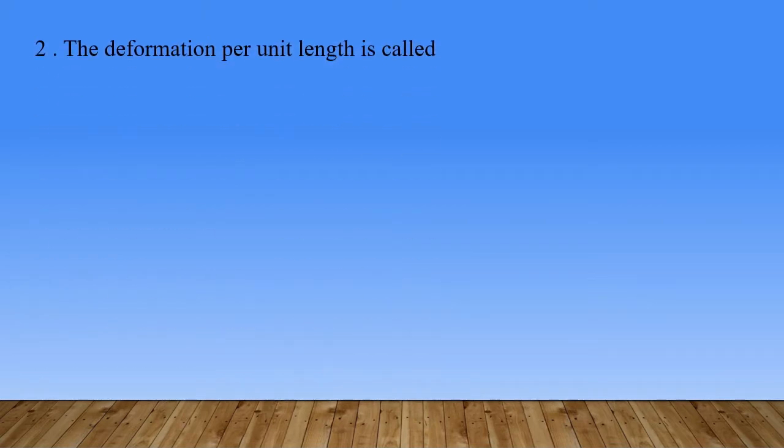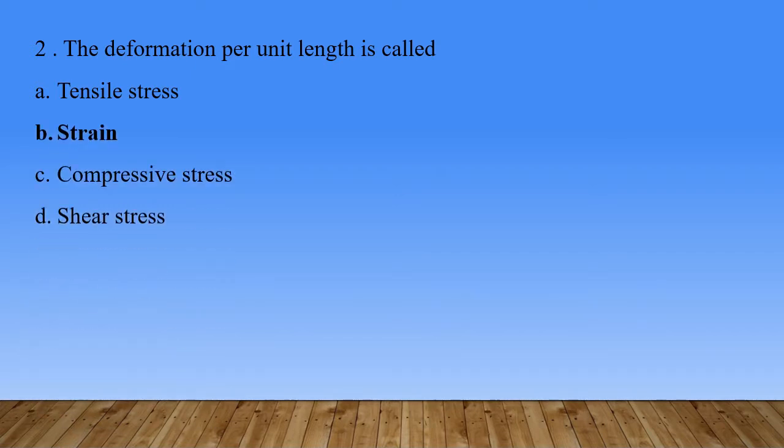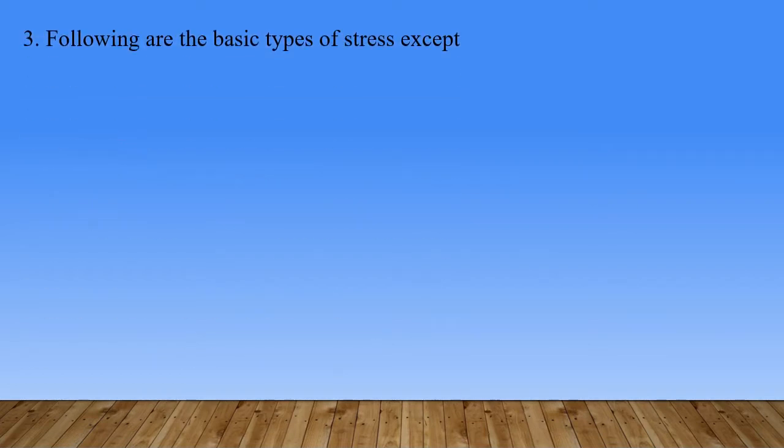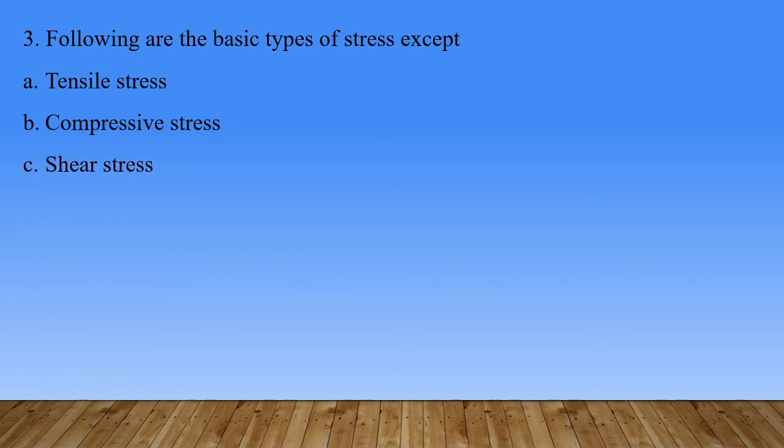Question number 2, the deformation per unit length is called option A, tensile stress. Option B, strain. Option C, compressive stress. Option D, shear stress. The correct answer is option B, that is strain. Question number 3, following are the basic types of stress except option A, tensile stress. Option B, compressive stress. Option C, shear stress. Option D, volumetric stress. So the correct answer is option D, that is volumetric stress.